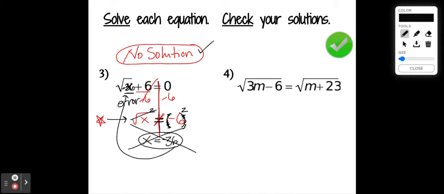Okay, let's try this next one. Looks a little crazy and complicated, right? Let's put the line down the middle here.